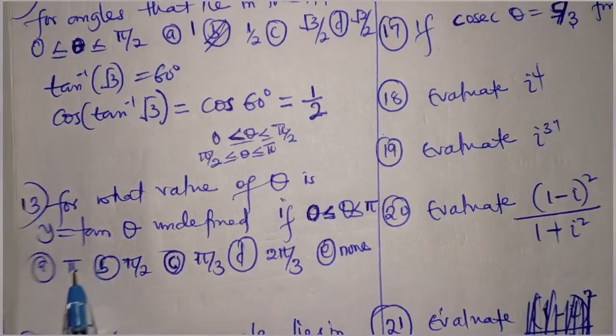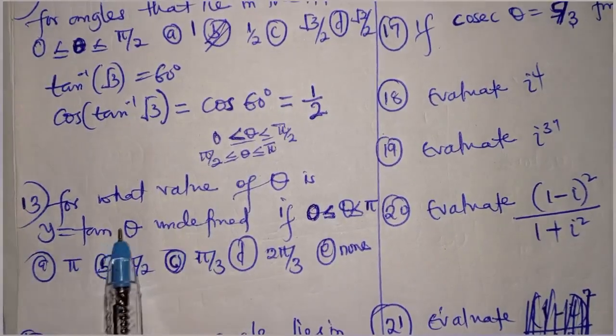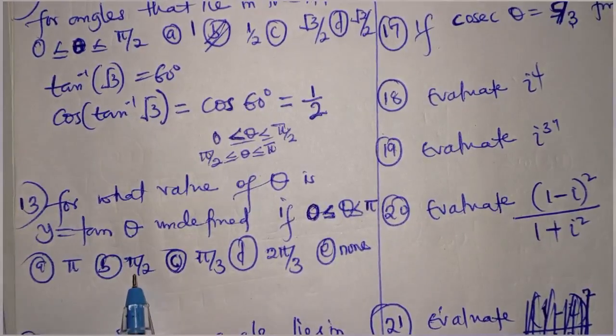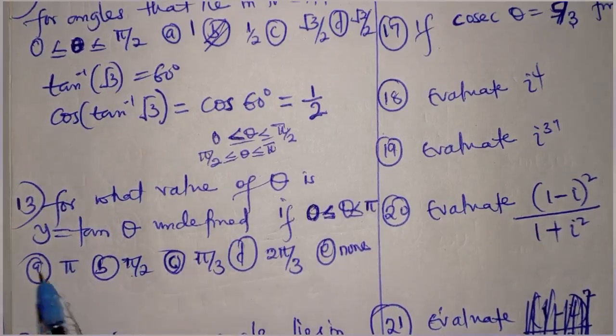Tan 180, pi is 180, tan 180 is 0, so it is defined. But tan 90 degrees is undefined. Yes, this is the answer to the question.